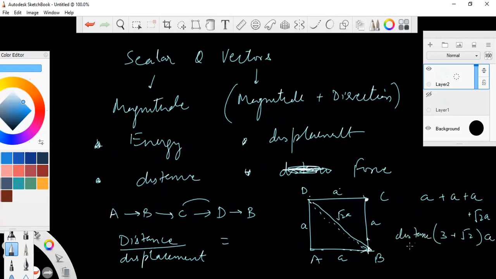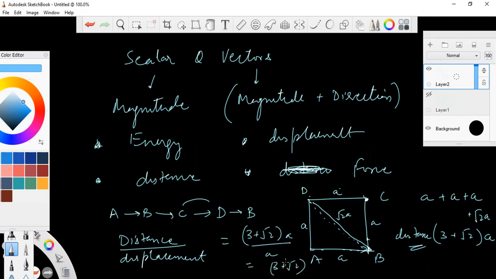Is that clear to all of you? Yes, sir. Now for displacement, the person starts from A and ends at B. What is your displacement? Sir, a. So if I am asking you the distance by displacement ratio, what is that? 3a plus root 2a by a. What is this value? 3 plus root 2. Is that fine?